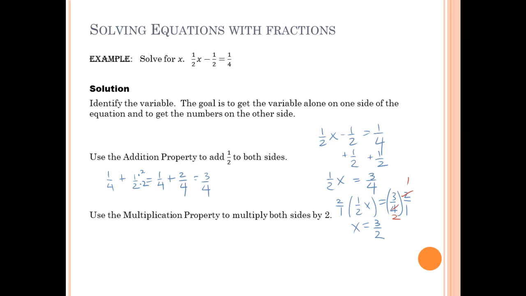Notice that at this point, we have the variable alone on the left side and the numbers on the other side. Now we can check our answer. So we put in 3/2 for x and simplify both sides. If I were to work this out, on the left-hand side, we would have 1/4, and on the right-hand side, we would have 1/4. So we have 1/4 equals 1/4, and since this is a true statement, we know we have the right answer. So the solution is x equals 3/2.